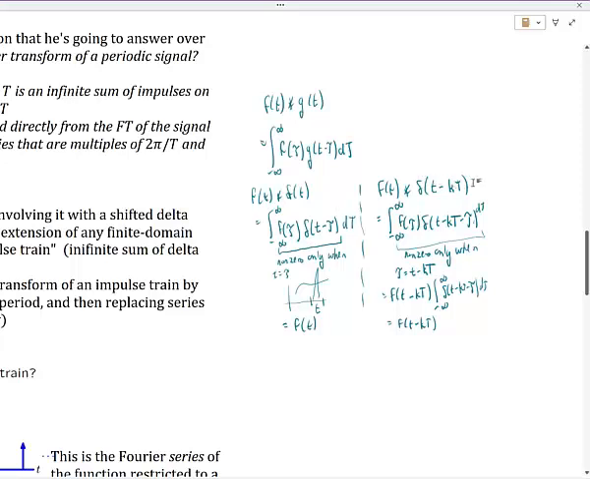Now why do we want to convolve with a delta function? Because if you convolve in the time domain, that's the same thing as multiplying in the frequency domain. We've seen that the Fourier transform of the convolution of two functions is the product of the Fourier transforms. So let's go back here and see if we can pick up from here.